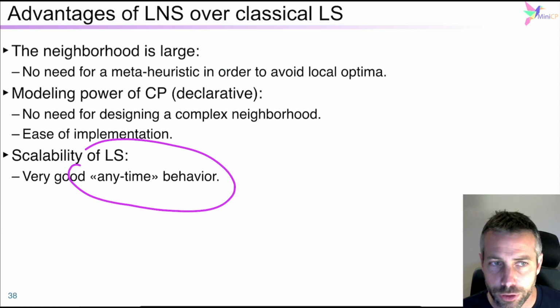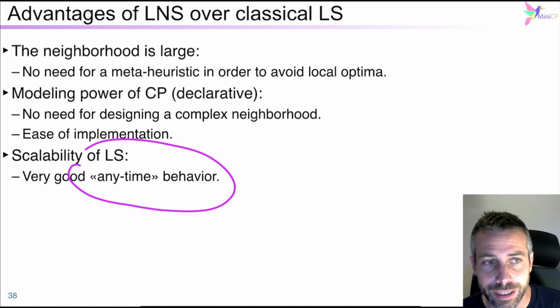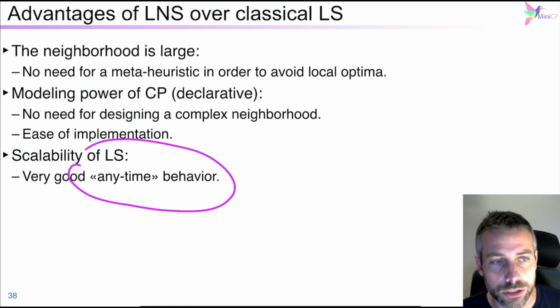By anytime behavior, we mean that if you, for instance, would like to allocate a very short amount of time for your optimization, let's say 2 minutes, within the 2 minutes, you will find very good feasible solutions, very good in terms of objective value. And that's not necessarily the case if you use standard CP and standard depth-first search.